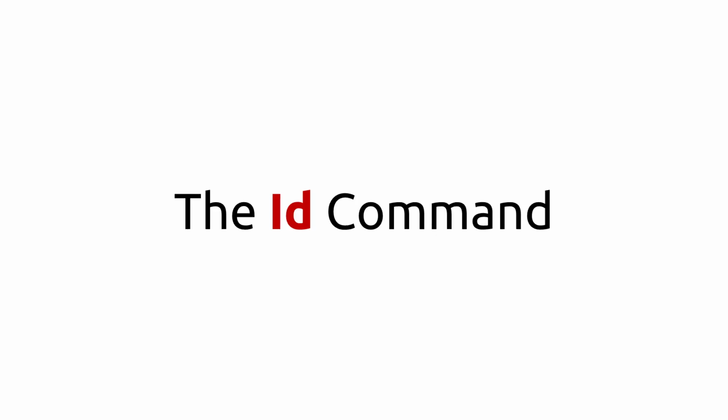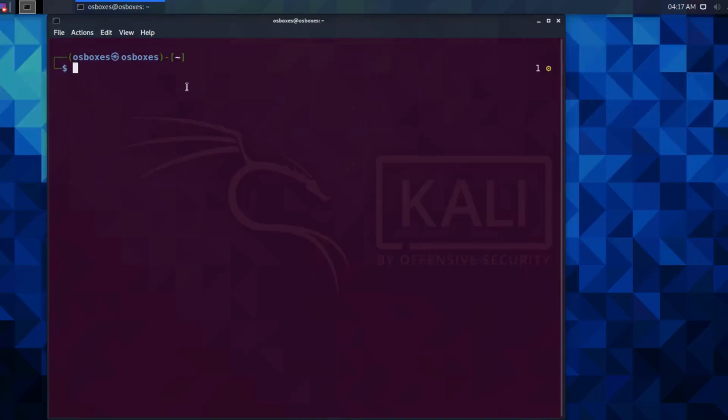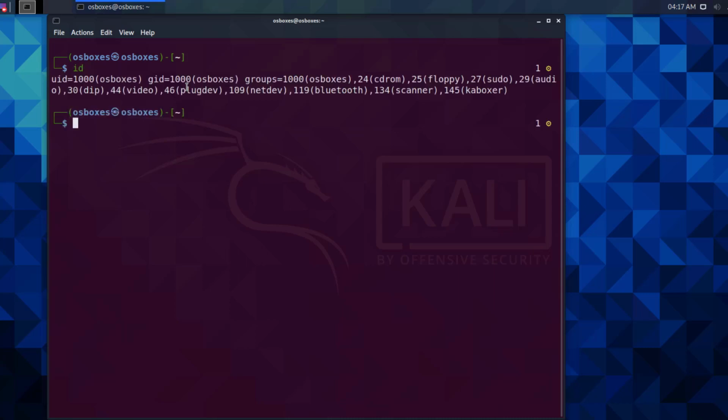The id command. The id command shows information about the logged-in user. It will show your user ID (UID), group ID (GID), and any other groups you're a part of. The syntax is id. Another syntax is id username. When you execute the id command, Linux will display your user and group information.